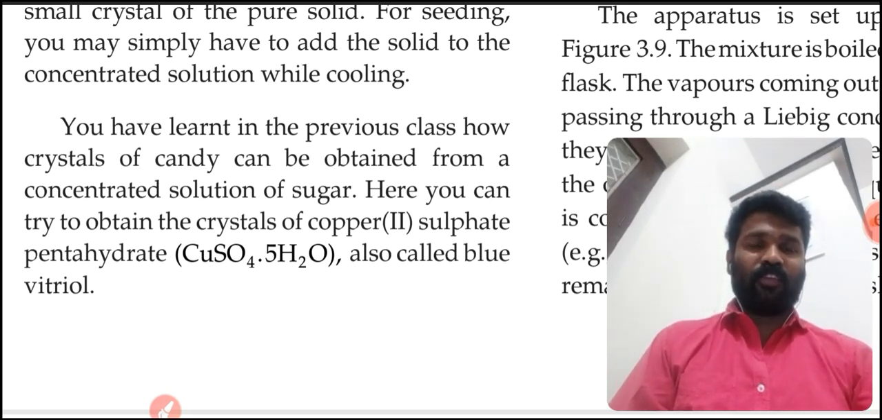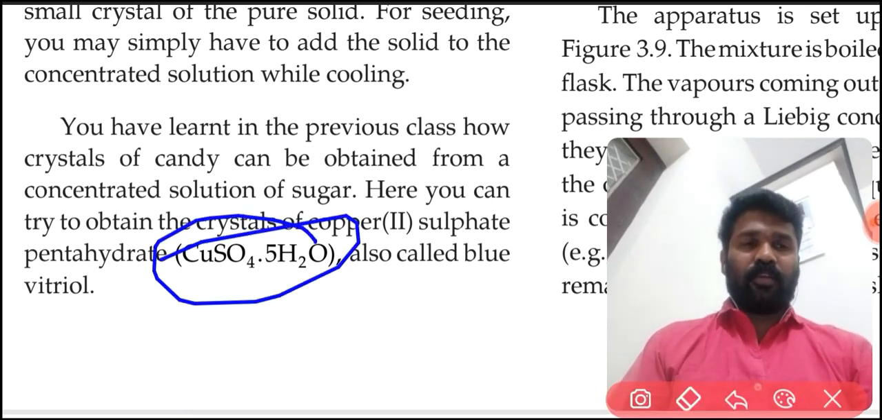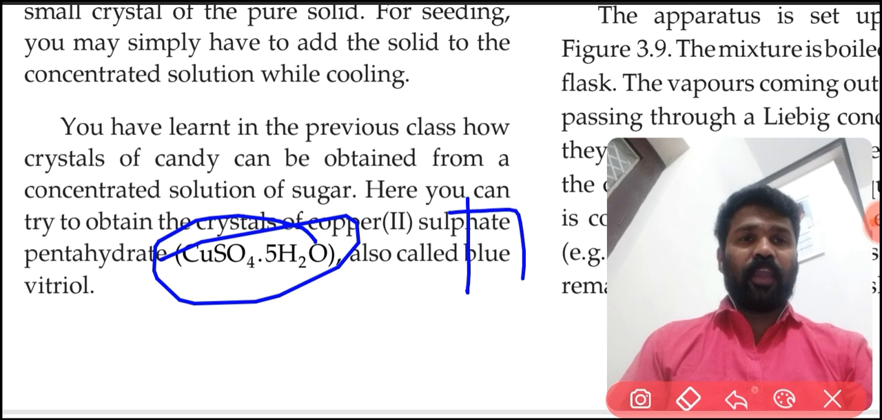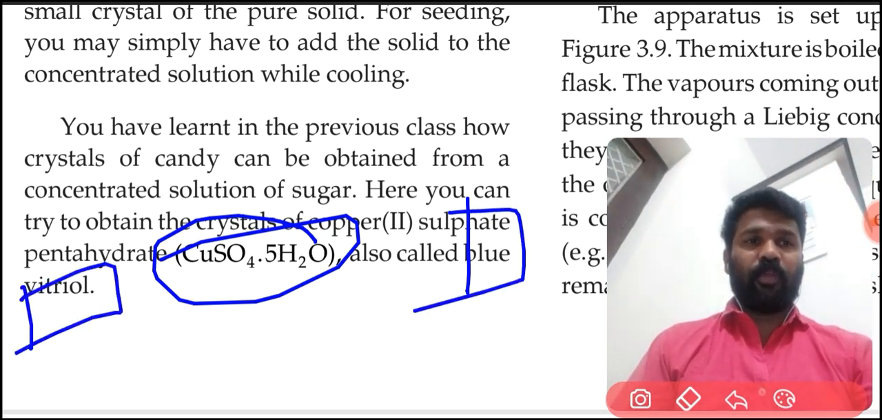Here you can try to obtain crystals of copper sulfate pentahydrate. Please mark the chemical formula, CuSO4.5H2O, also called blue vitriol. Another name for copper sulfate pentahydrate is blue vitriol. Please mark it.